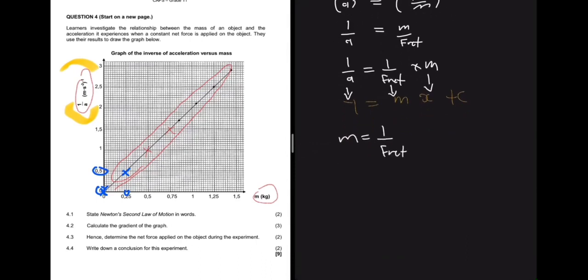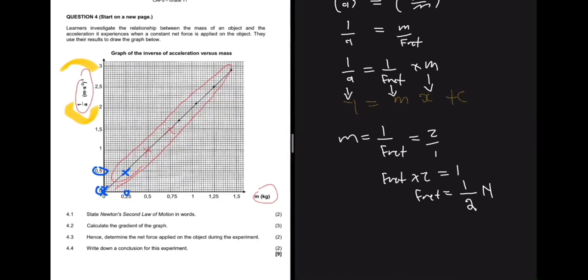But what is the gradient? We know fully well that the gradient is 2 because we just calculated it. So if we cross multiply, we get f net multiplied by 2 equals to 1. So f net equals to 1 divided by 2 newtons, right? So in order to answer these kind of questions, you have to be able to play around with the formula and get what you want to get from it, right?